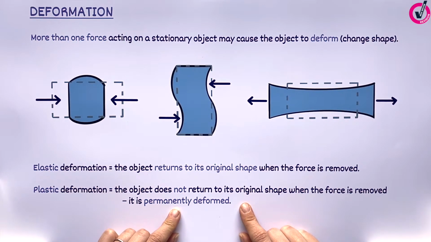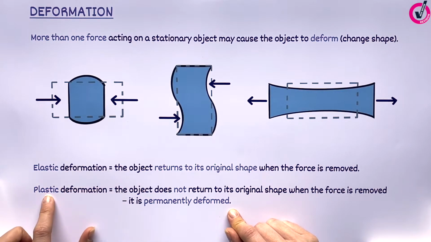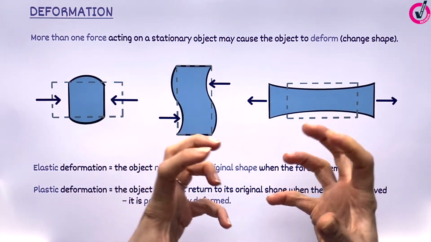If an object does not return to its original shape once the forces are removed and it stays permanently deformed, we call this plastic deformation. For example, when you crush a drinks can.